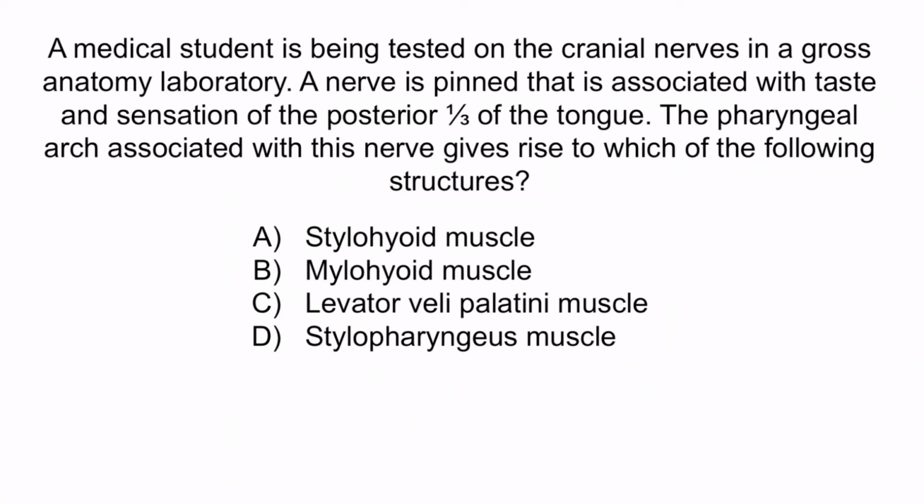Okay, hopefully from the question stem you notice that the cranial nerve being described is the glossopharyngeal nerve, or cranial nerve 9. We can deduce this because only the glossopharyngeal nerve is associated with taste and sensation of the posterior 1/3 of the tongue. The 9th cranial nerve is also associated with the 3rd pharyngeal arch, which gives rise to the stylopharyngeus muscle. So choice D is the correct answer.